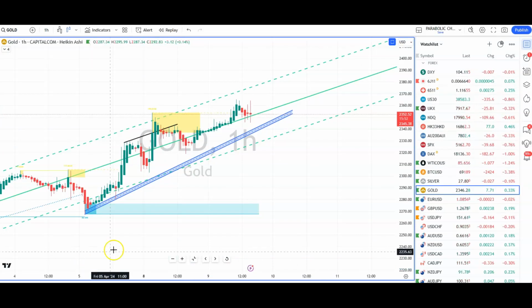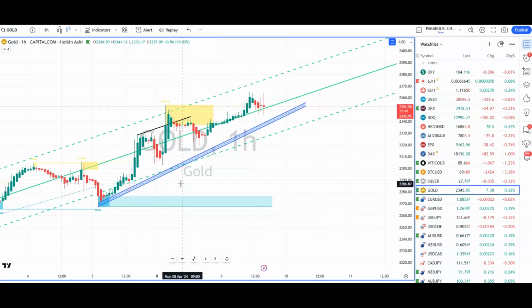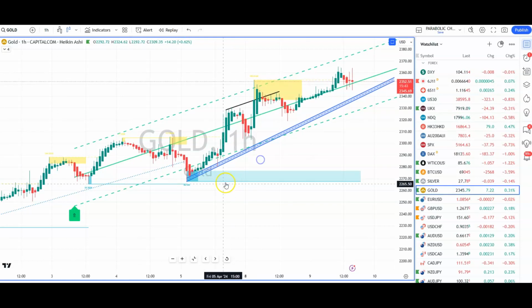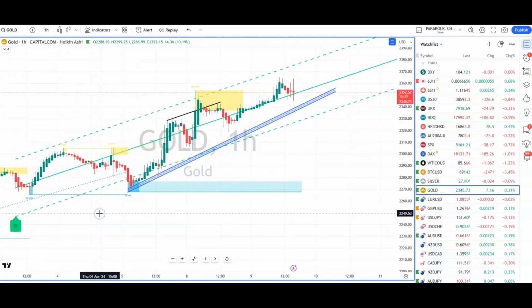Gold is very mixed today due to waiting for the inflation data. It's not sure where to go now. Heading for 24.00. We've been long on this for some time on the parabolic chart. So here's the price action chart.